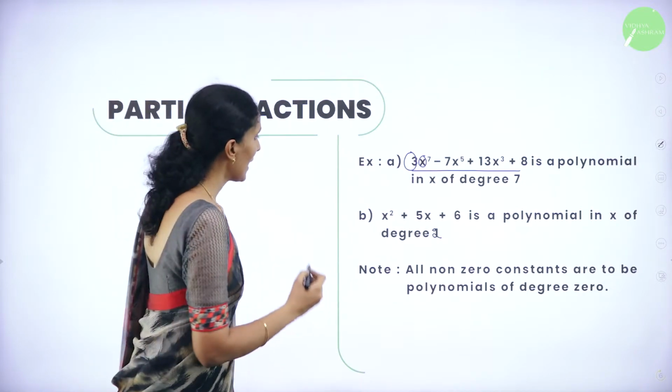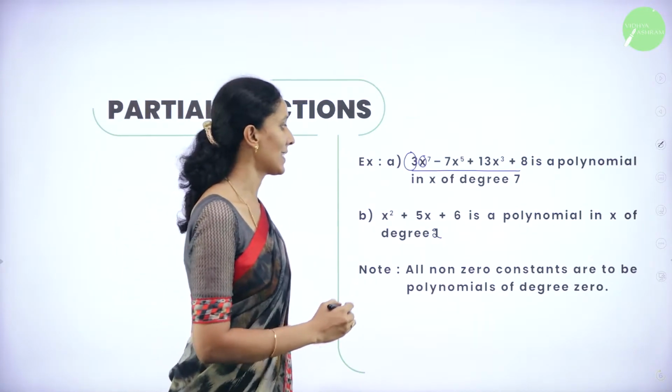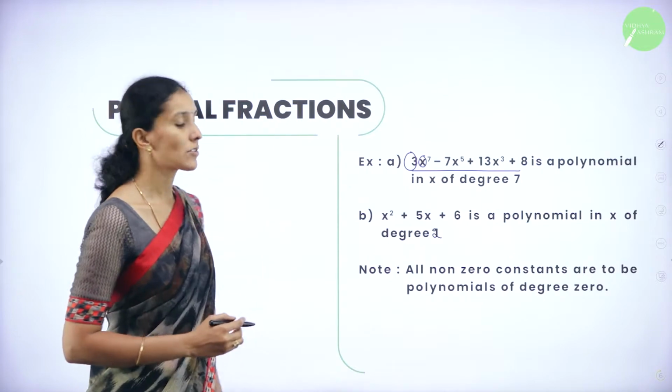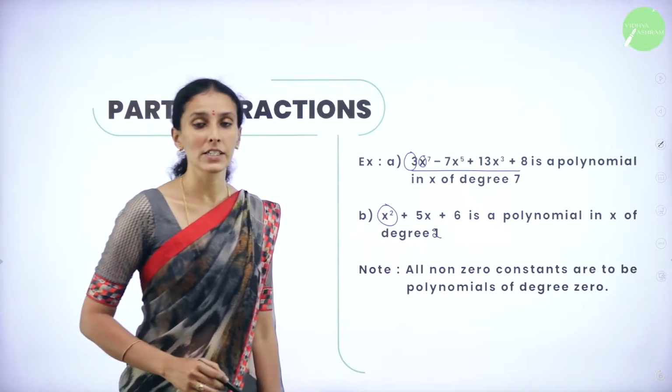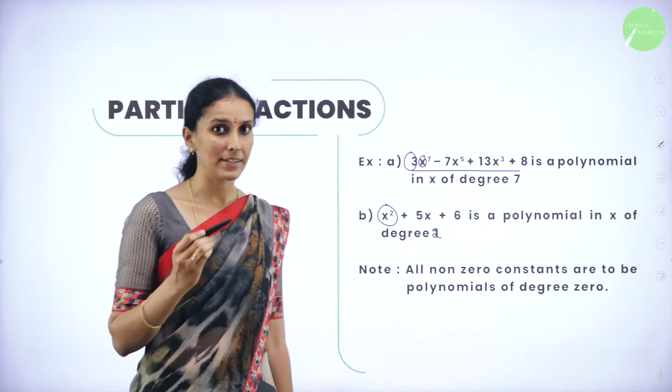Second example: x^2 plus 5x plus 6 is a polynomial in x of degree 2, because the highest power of the variable here is 2, therefore its degree is 2.